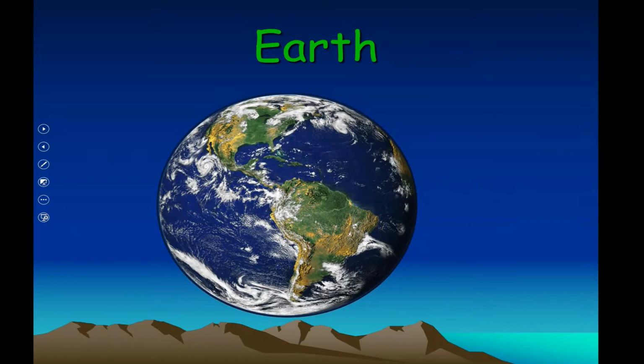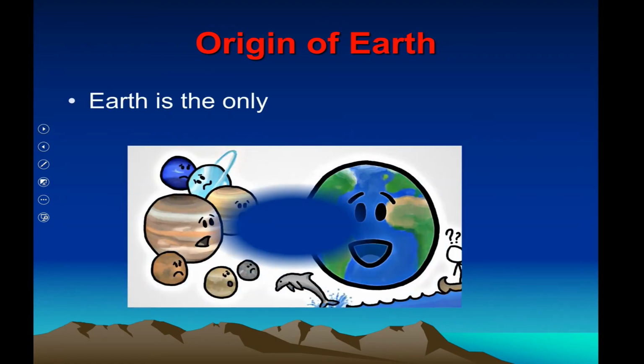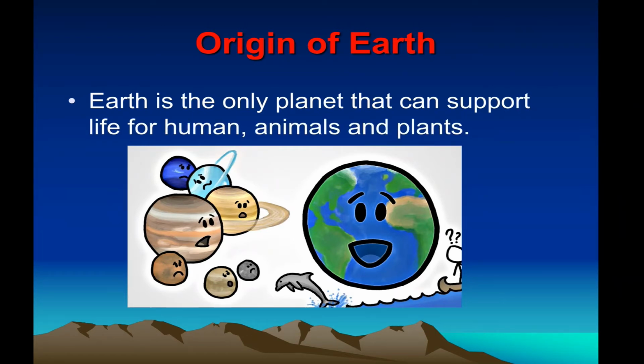Let's learn something about how the earth was created. The origin of earth. Earth is the only planet that can support life for humans, animals, and plants. We know there are billions of stars and planets in the sky, but from them, the unique planet which can support life for humans, animals, and plants is the Earth.